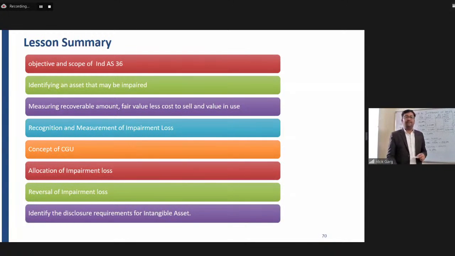Then of course we discussed the disclosure requirements of intangible assets. So basically this is a disclosure requirement, theoretical part. You need to have just a reading on the disclosure part, which is not much relevant from the examination perspective.